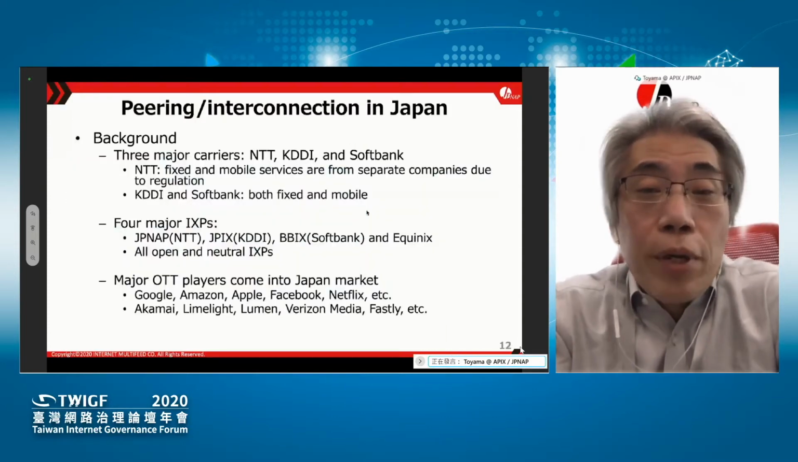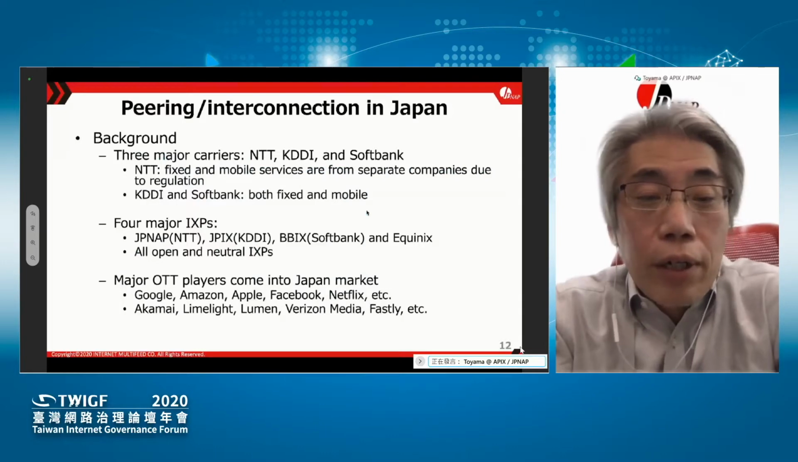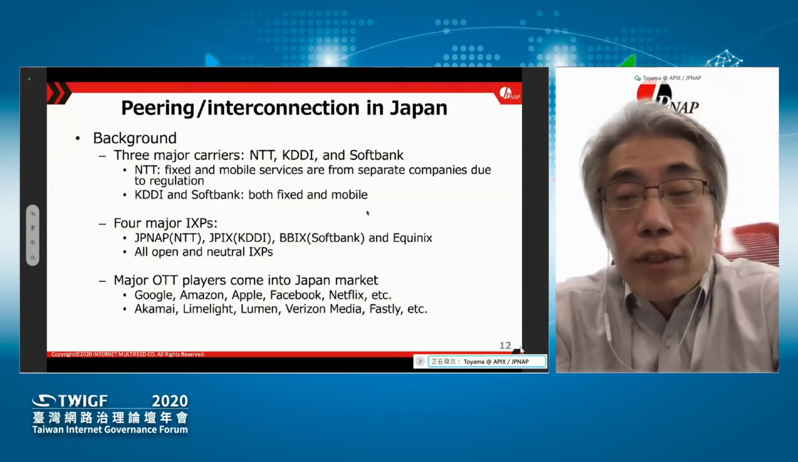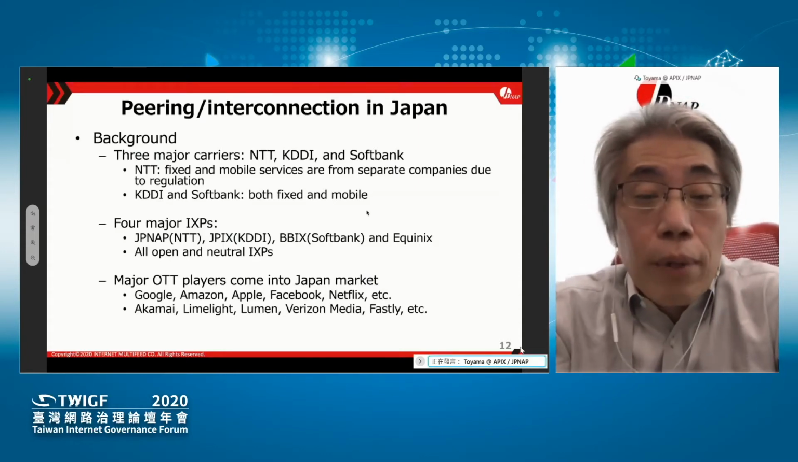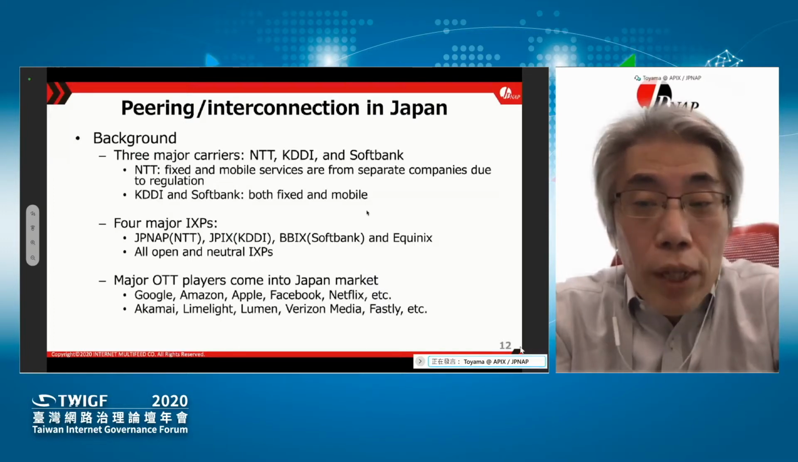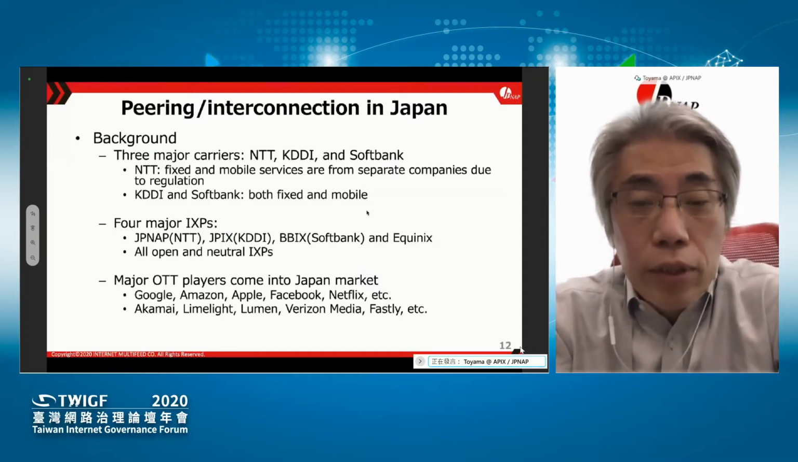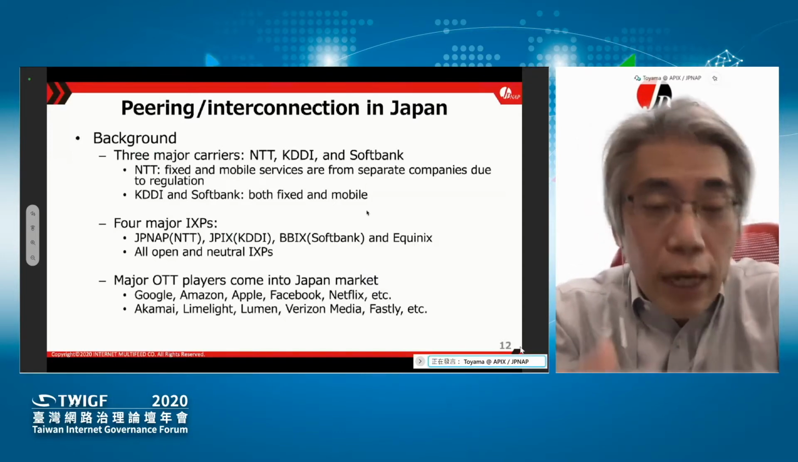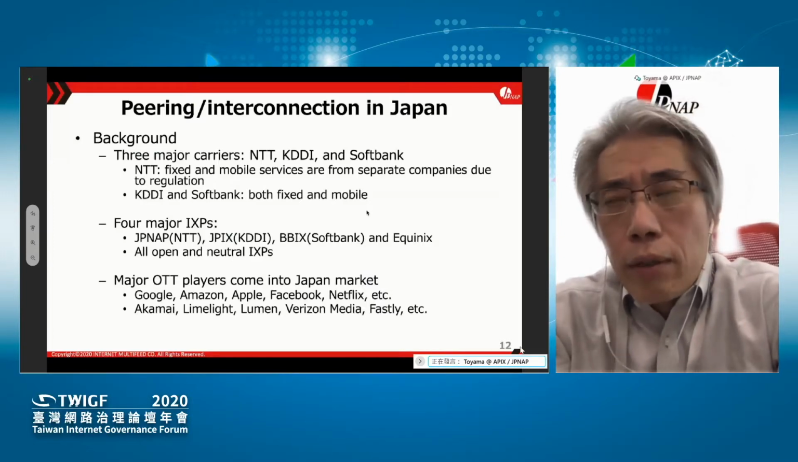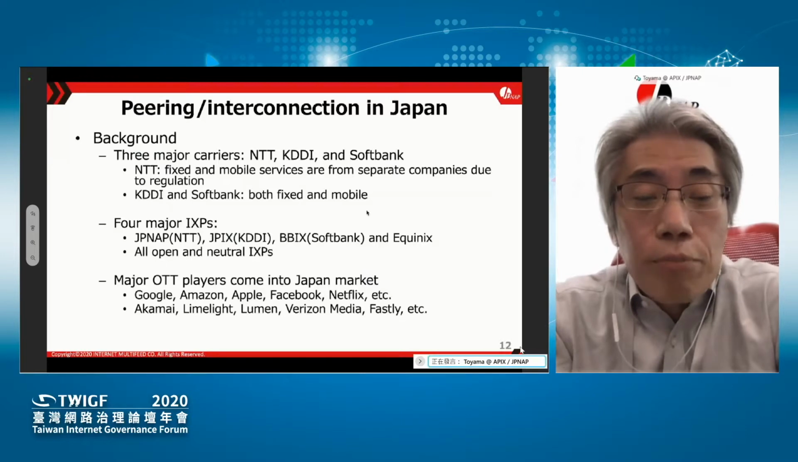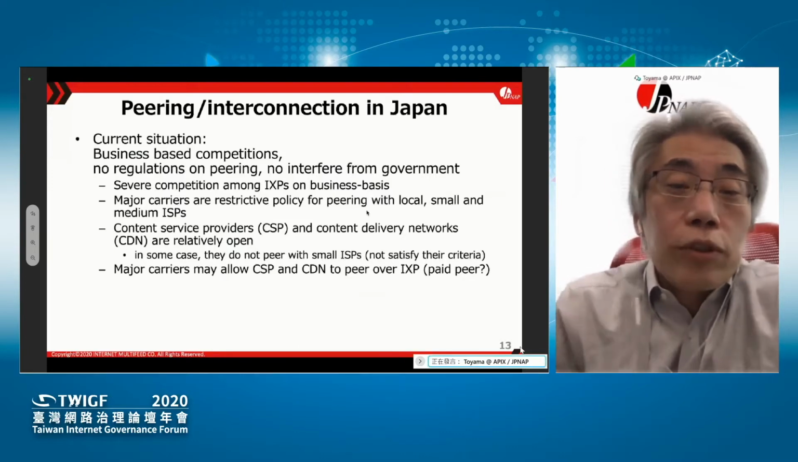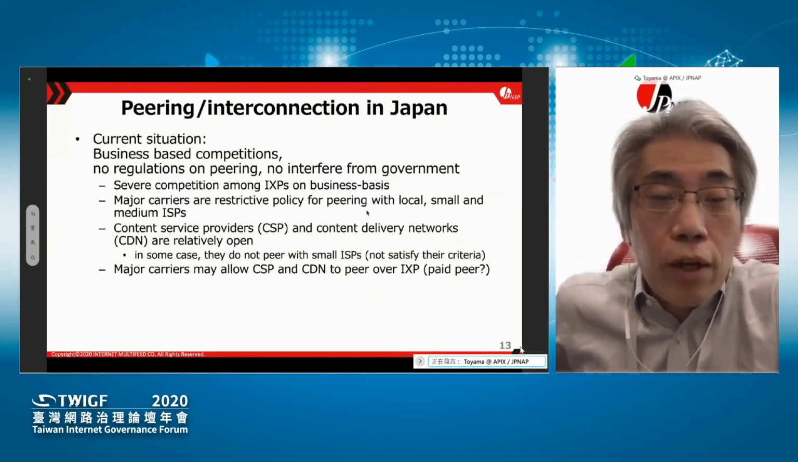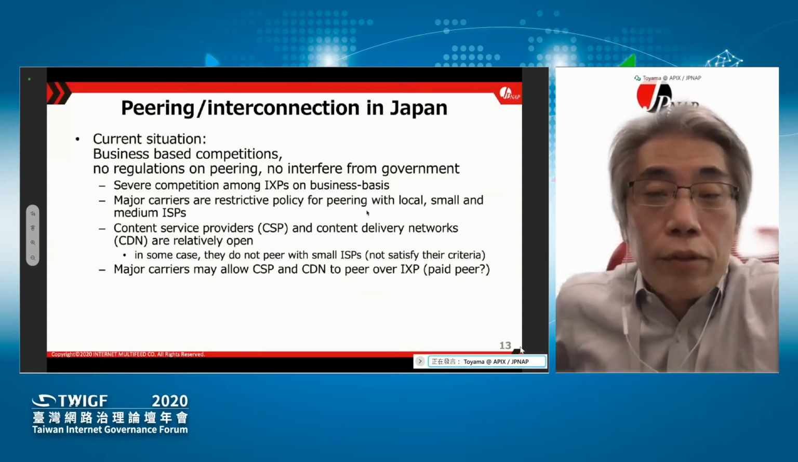Okay, and about the peering and interconnection in Japan, as you know, the internet exchange's role has changed, especially in these 10 or 15 years. That means the major OTT players came into the Japanese market and deliver their content directly to the Japanese ISPs and Japanese end users. So these are the big players in Japan. And in the current situation, we are competing with each other from the carrier perspective and also the internet exchange perspective.